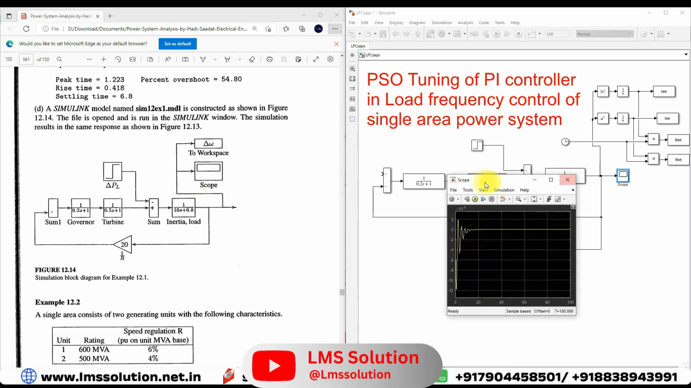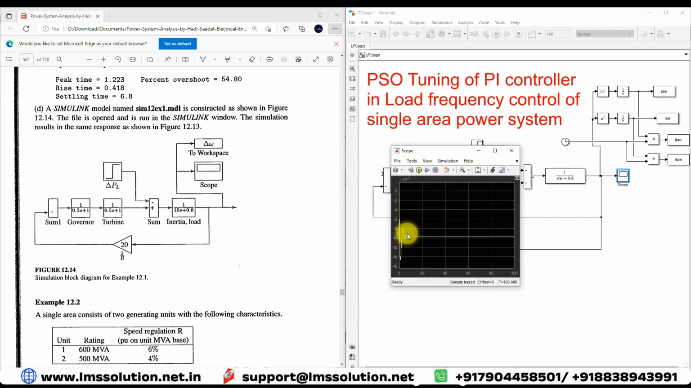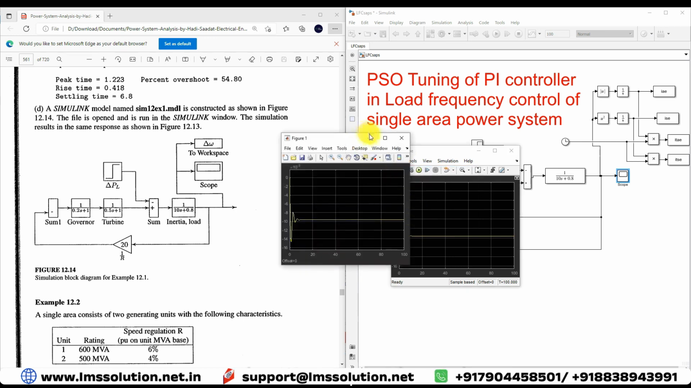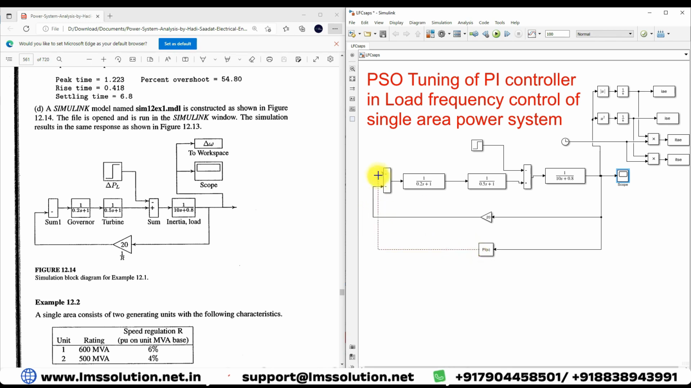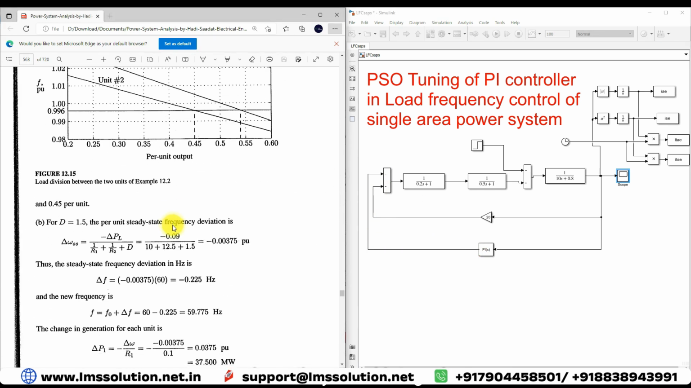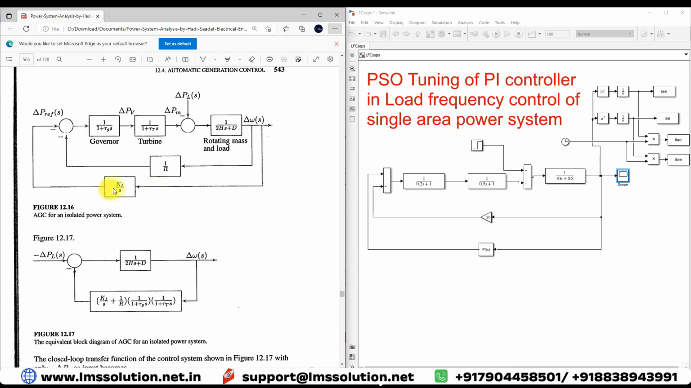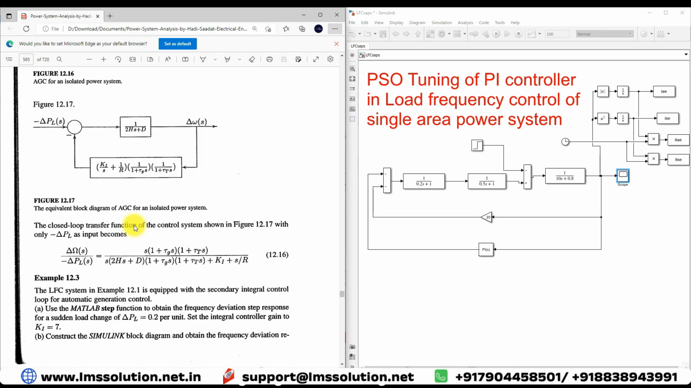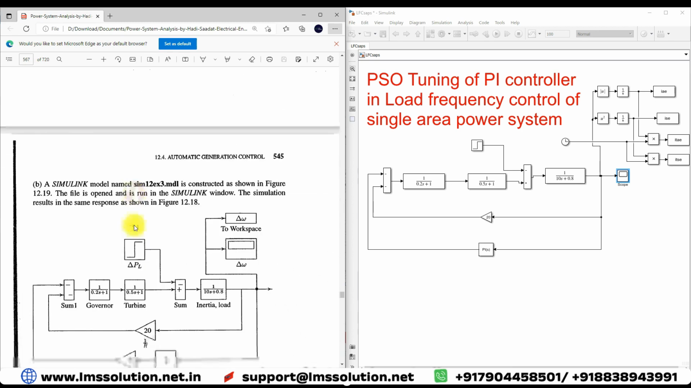Here I'm going to check the results. So this is the result we are getting, and here I'm going to take it to a figure. We have to compare the results, and now I'm going to connect this system here, the same system, but here they used an integral controller. So here they are going to use an integral controller. The value of the integral controller you can find here.